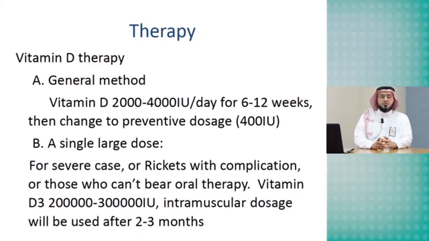Sometimes people don't take exogenous vitamin D, they refuse to have it daily. They ask, doctor, I don't want to take it daily. In an exceptional status, we can give an intramuscular vitamin D injection, and usually it is a huge dose. Usually the dose is 200,000 to 300,000 international units intramuscularly for 2 to 3 months to treat the rickets.